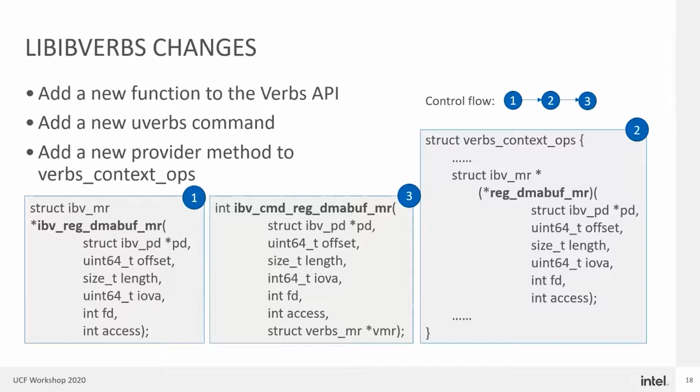The second change is to add a new uverbs command from the user space. That is number 3 here. This is to talk to the kernel driver, matching the corresponding uverbs command inside the kernel. And the third, the provider of specific hardware needs to implement a new method. Because the control flow of the user space libibverbs goes through 1, 2, 3. I mean the API function calls the provider specific method, and that method in turn calls the verbs command function.